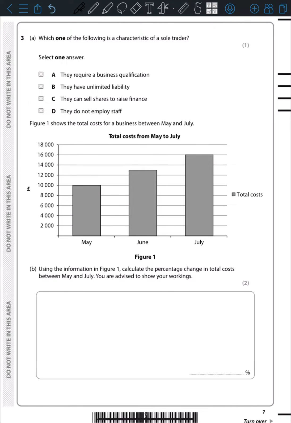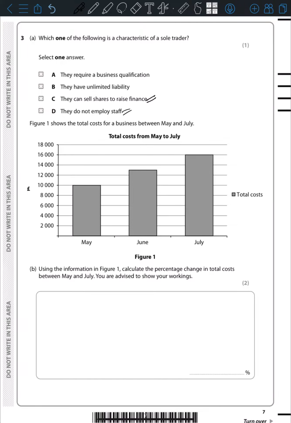So they require a business qualification. Every sole trader, every business startup, or everyone who starts a business needs business qualification. It's not just limited to a sole trader. So then part B is they have unlimited liability. This seems to be the correct answer. C is they can sell their shares to raise finance. This is of course not the characteristic of a sole trader because it's a company characteristic. They can raise finance by selling shares. Sole traders cannot, partnerships cannot. They do not employ staff. Everybody employs staff. So that is also not correct.